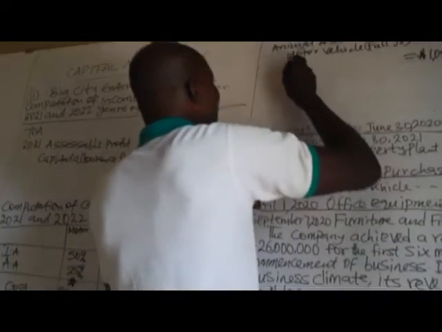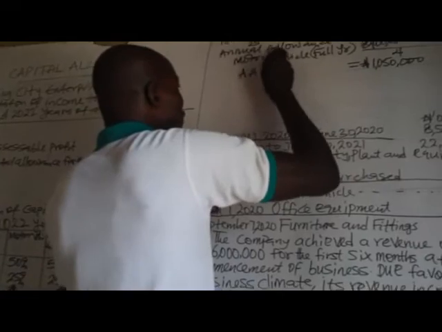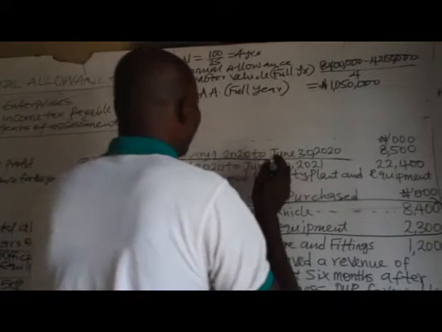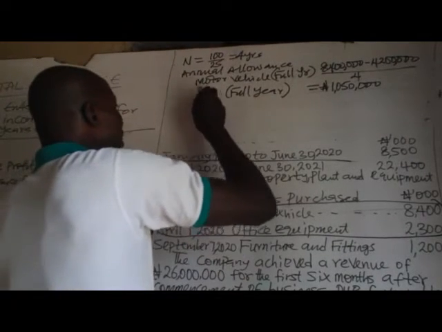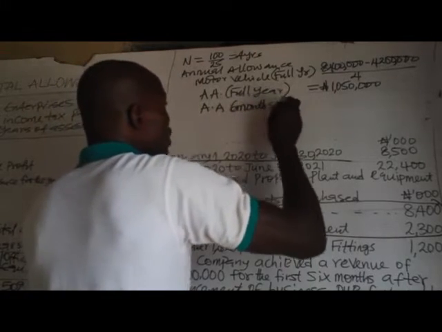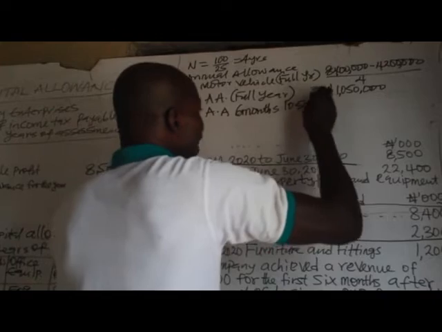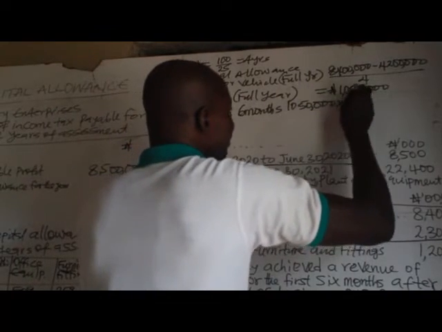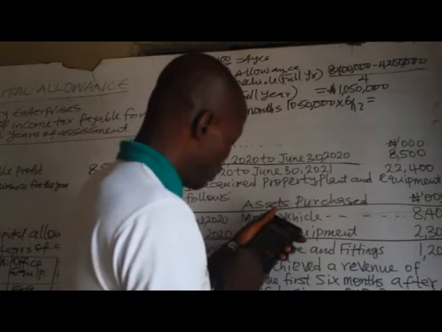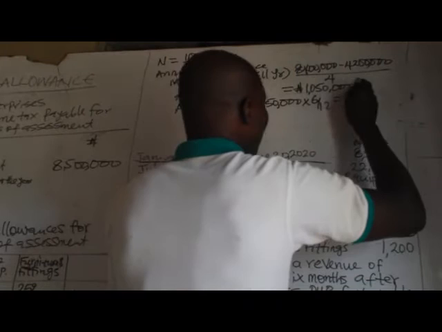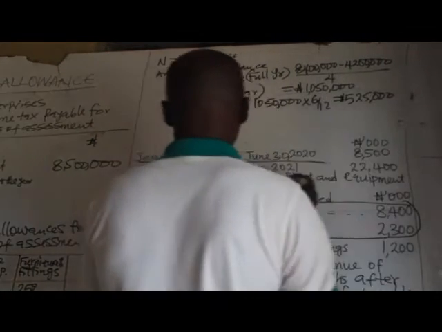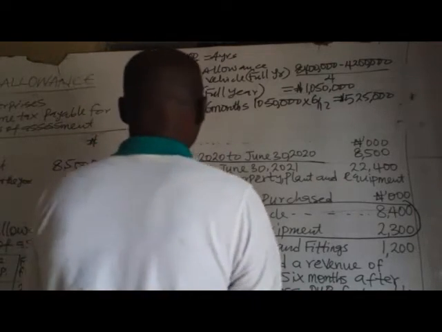1,050,000. That is annual allowance for full year. And what you need is 6 months. Since the number of months in the basis period is 6 months, the annual allowance for 6 months will be the full year annual allowance of 1,050,000 times 6 divided by 12, 6 months out of 12 months in a year. So we have 525,000. So the annual allowance of motor vehicle for 6 months will be 525,000.